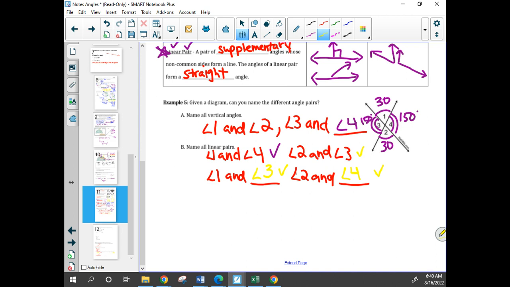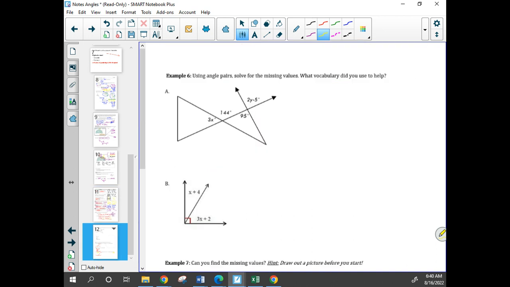Pause where you need it. We're going to do some solving now. This is the type of diagram that we might see on a test or quiz. Again, show your work, that's a point, and getting the right answer is a point.